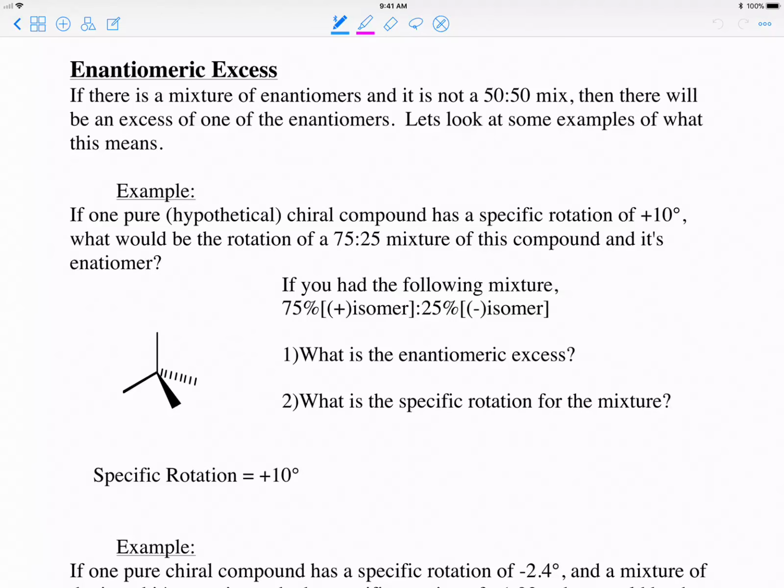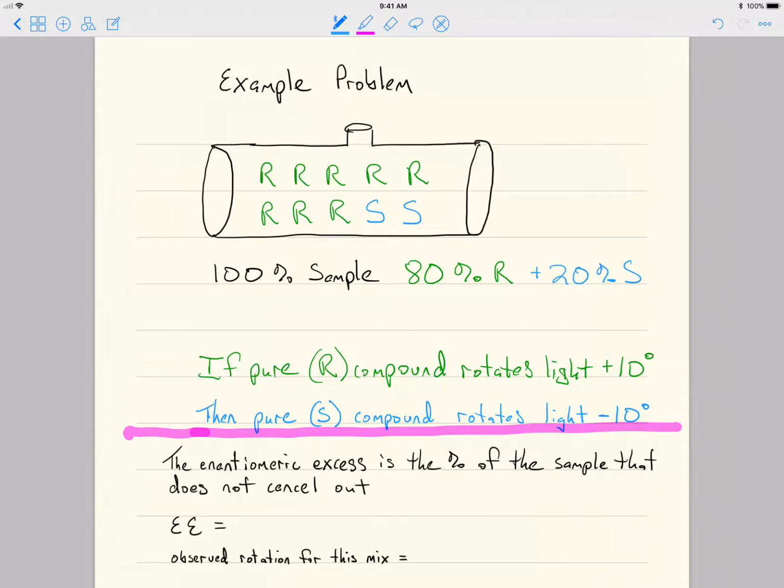Now, normally when I would want to explain something like this, I would go to the blackboard and do an extra little section before the problems. So let's go ahead and do that on this extra page. So here is an example problem that goes over the concept of an enantiomeric excess.